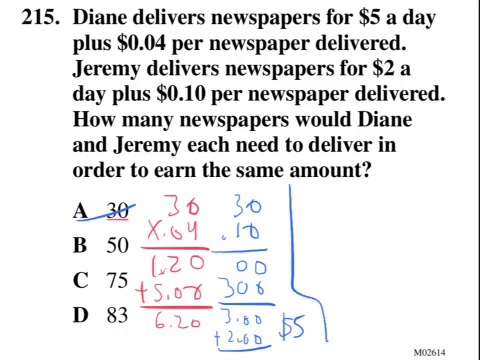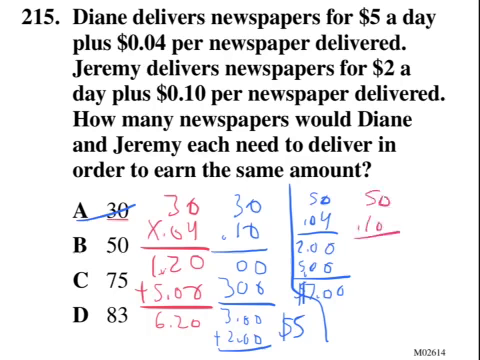50 newspapers. Okay, so 50 newspapers at 4 cents each is $2. Plus the $5 is $7. All right, let's try the other one. Let's see what we get here. The other one's going to be 50 newspapers at 10 cents each. That's going to be $5. Plus the $2 initially, $7. Are those the same? Yes. They're the same, so there we go.